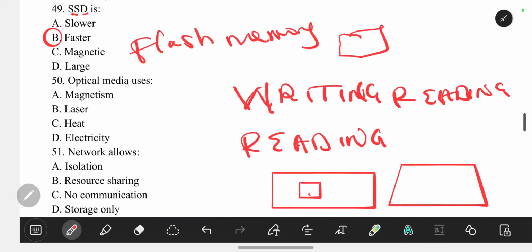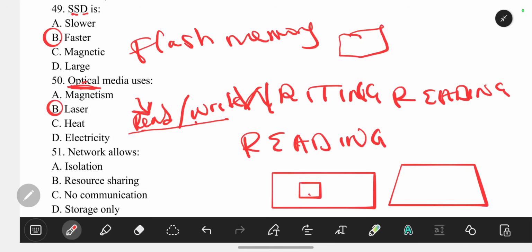Then when we look at this one, optical media uses. Optics has to do with light, and the only light here is a laser. A laser beam is a beam of light which is used to read and write data. That's the function of the optical media. So it uses a laser to read and write. Remember, to read simply means you are opening something without making any changes, while to write you are making changes in that regard.